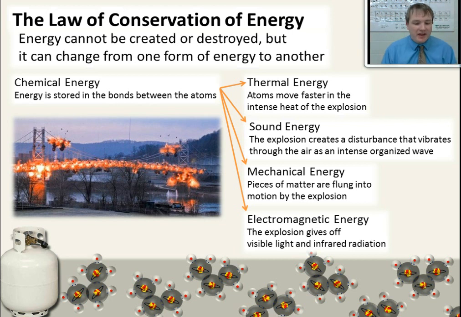And the way that we make thermal, sound, mechanical, and electromagnetic energy as we blow up this bridge, we are making all of that energy by converting the energy that was stored in the bonds of the C4 explosive. We are converting that energy to these forms of energy. No energy was lost. There's no new energy that was created. We are just transforming one form of energy to a bunch of other forms of energy. And the law of conservation of energy allows for that. We can't create or destroy energy, but we can transform energy from one type to another.